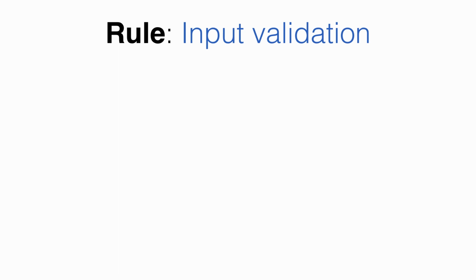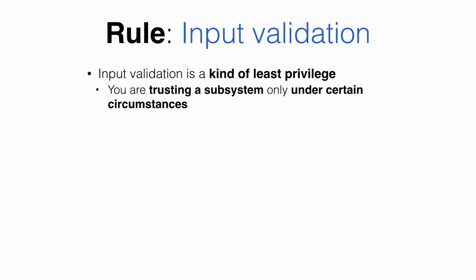The rule that implements the principle of least privilege is input validation. The idea here is to only trust inputs that we have properly validated. That is, we don't want to trust any input. Instead, we want to establish trust in that input by making sure that it follows an assumed format. In short, we're trusting a subsystem only under certain circumstances, and we want to validate that those circumstances hold.